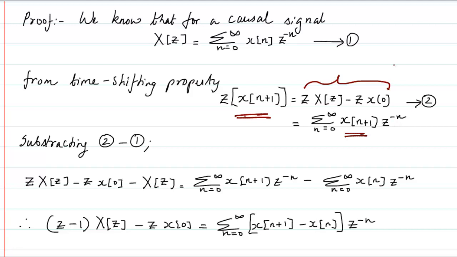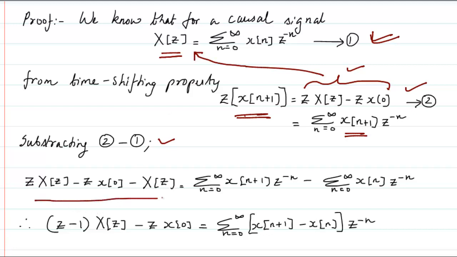Now if I subtract this equation from this equation, that means 2 minus 1, then you can see that the right hand side of this equation and this equation, these two I am going to subtract. So I am going to do this minus x of z, and that is what is written here. In the other part I am basically going to take this equation and subtract it from this equation, so I will take this minus this, and that is what we have written here.